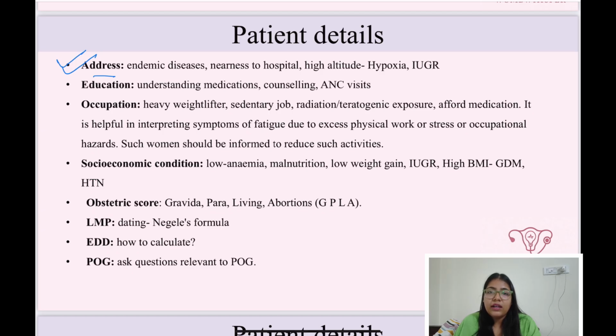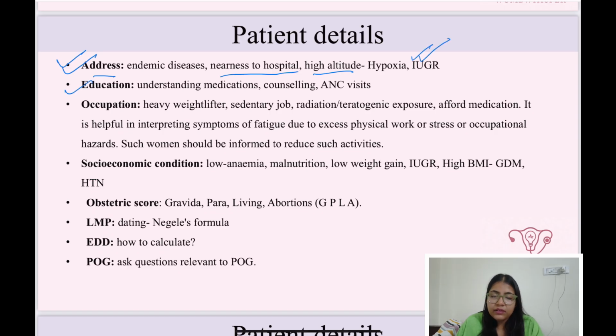even at home, and we always explain the high risk to the patient, like if she is a case of, suppose, transverse lie or a monochorionic twin pregnancy, she can have rupture of membranes and there may be cord prolapse. So we always explain to the patient to live nearby the hospital, so that as soon as rupture occurs she directly comes to the hospital within minutes. So nearness to the hospital is very important, and if the patient is living at high altitude there is hypoxia, which may lead to IUGR of the baby.